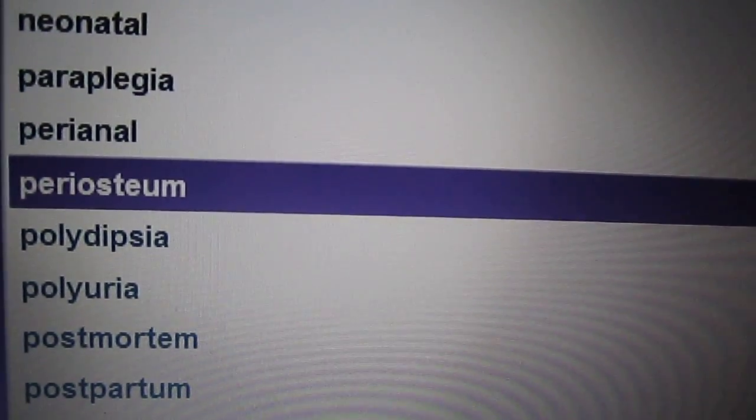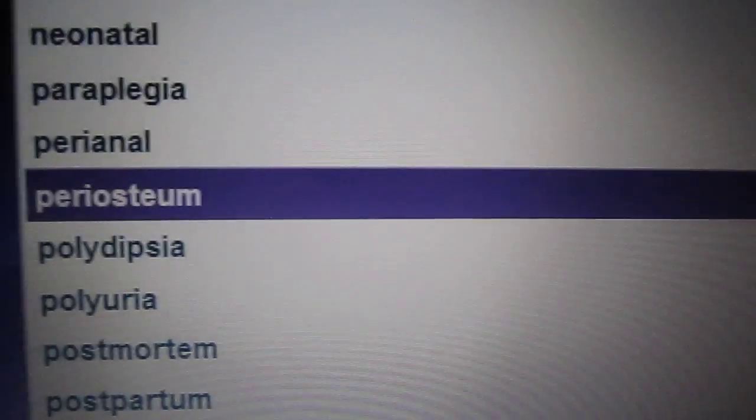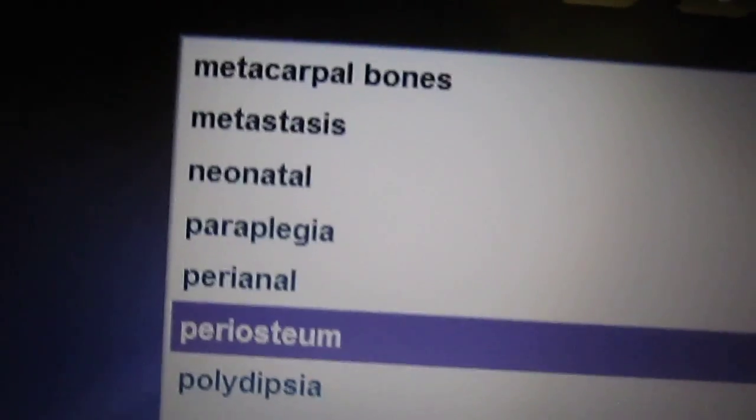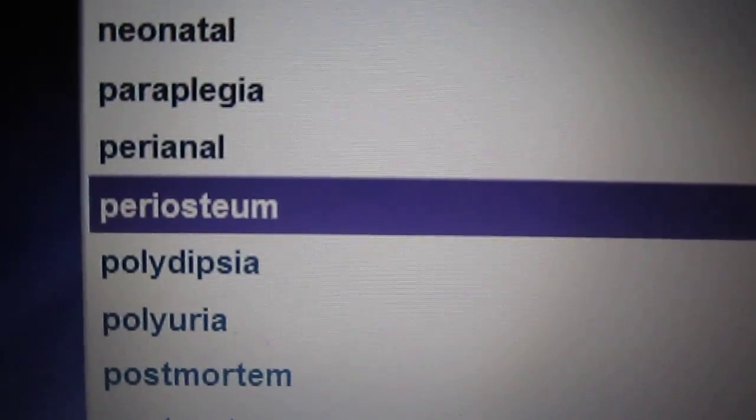Periosteum. The prefix peri means surrounding. Osteum means pertaining to bone. The periosteum is a membrane surrounding bone.